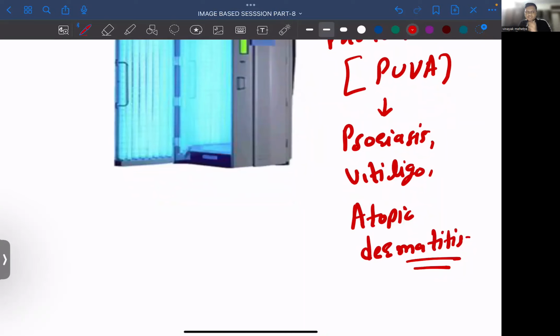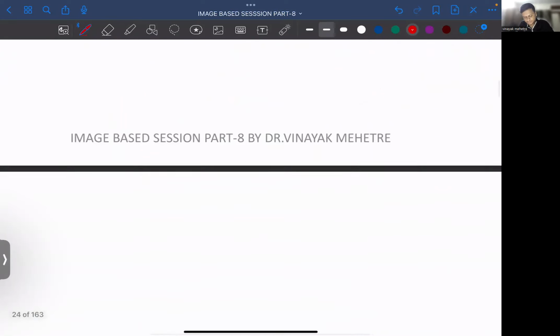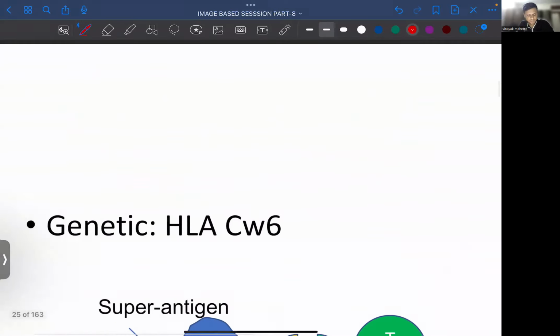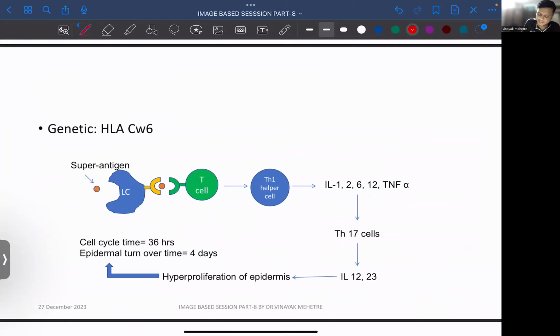Now we are going to discuss, this was all about general derma. Now we are going to discuss the diseases. The most important disease in your exam is which one? The name of that disease is psoriasis. Right, psoriasis. Which gene is defective? It is HLA-CW6. Okay, psoriatic arthritis has another gene, but in psoriasis as a whole, it is HLA-CW6. Okay, don't get confused.